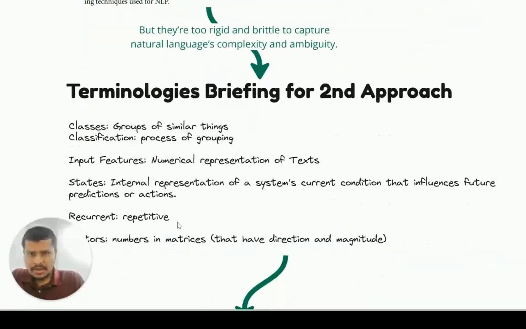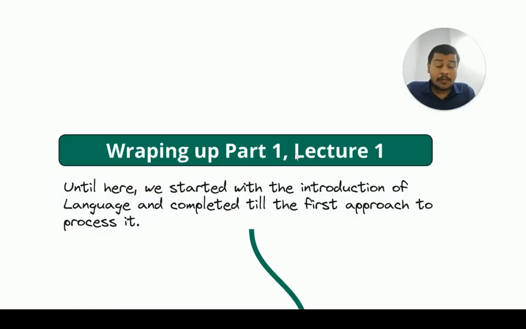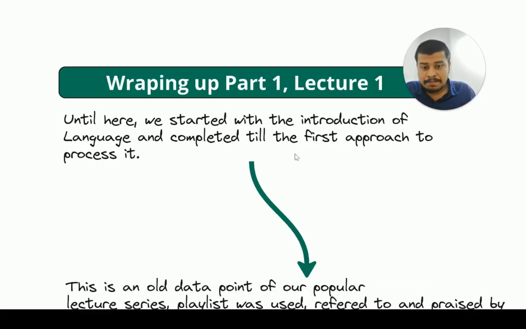Right? So till now, what did we see? We saw the first approach's first part, the context-free grammar. We saw its applications in detail. And then we saw the first approach's second part, the heuristics and rules. We are wrapping up this first lecture's first video, and it will be called the first part. So till now, we started with the introduction to languages, and then proceeded and completed the first approach to process languages, right?